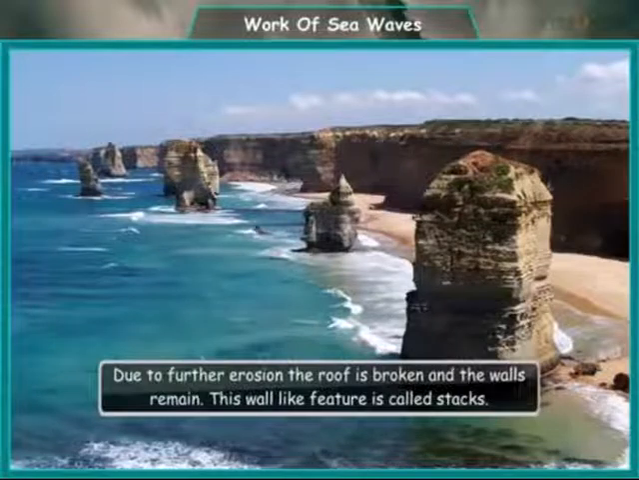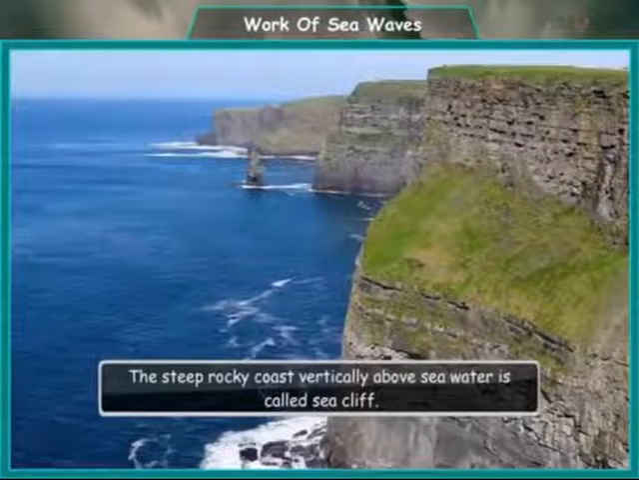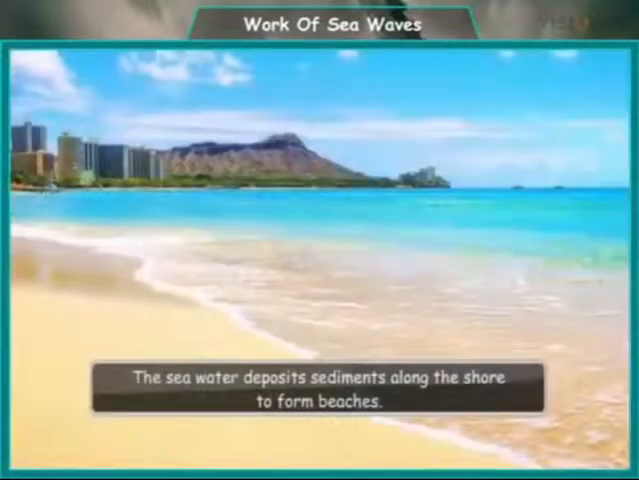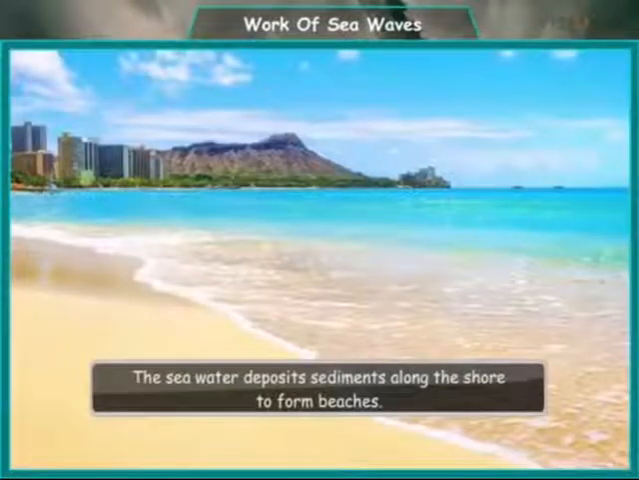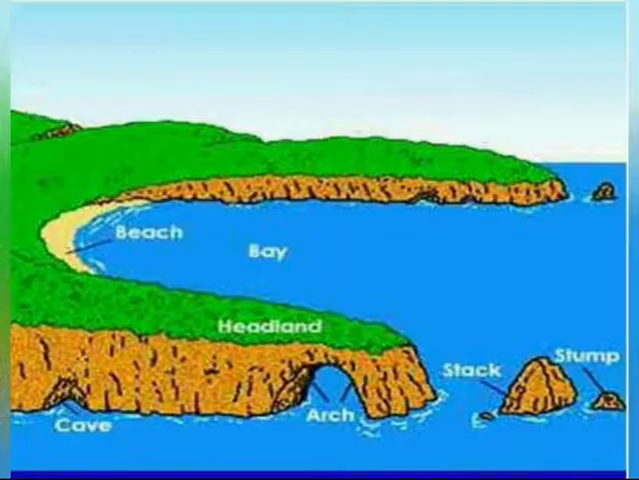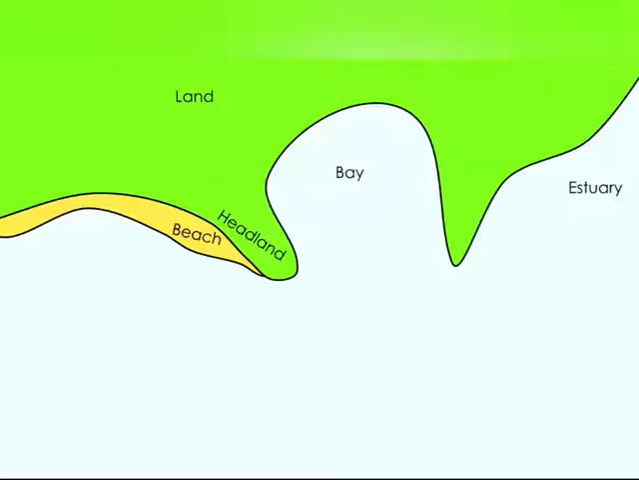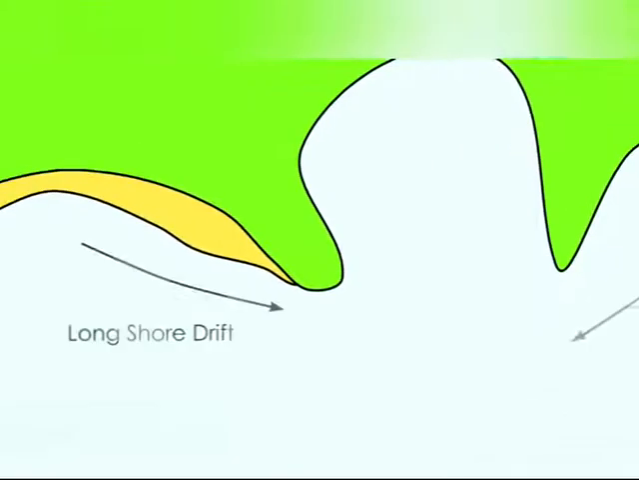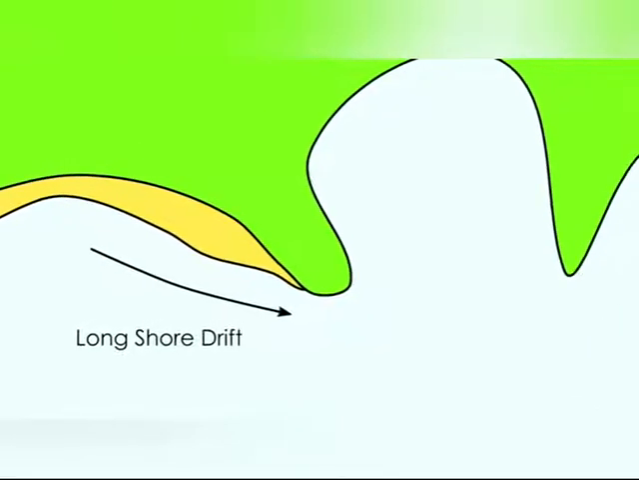This wall-like feature is called stacks. The steep rocky coast vertically above sea water is called sea cliff. The sea water deposits sediments along the shore to form beaches. What you have seen so far is the erosional landforms of waves. Now here is a video to understand depositional landforms of waves.